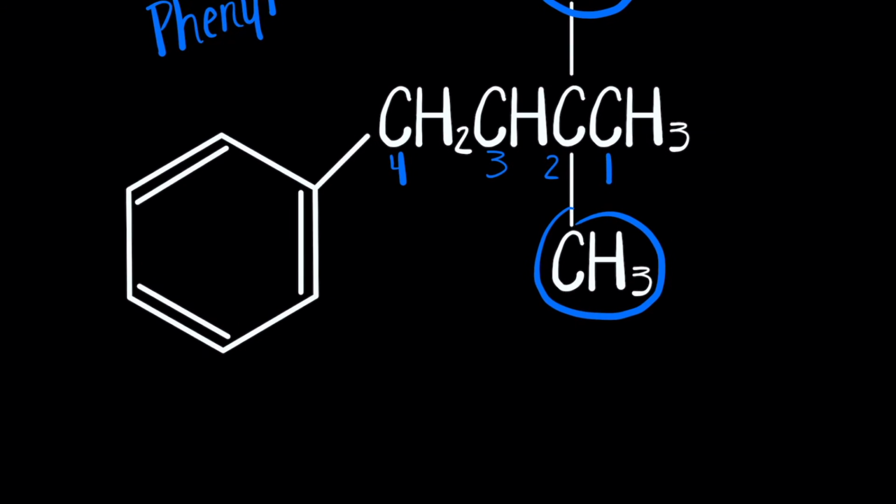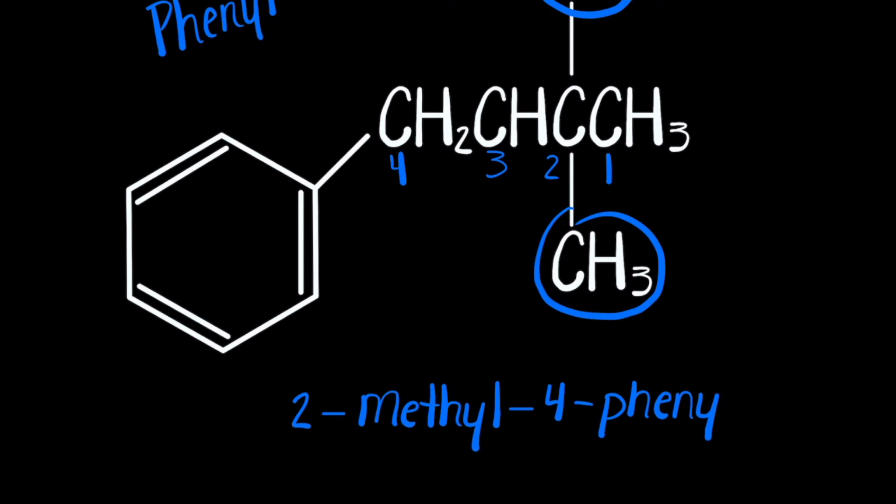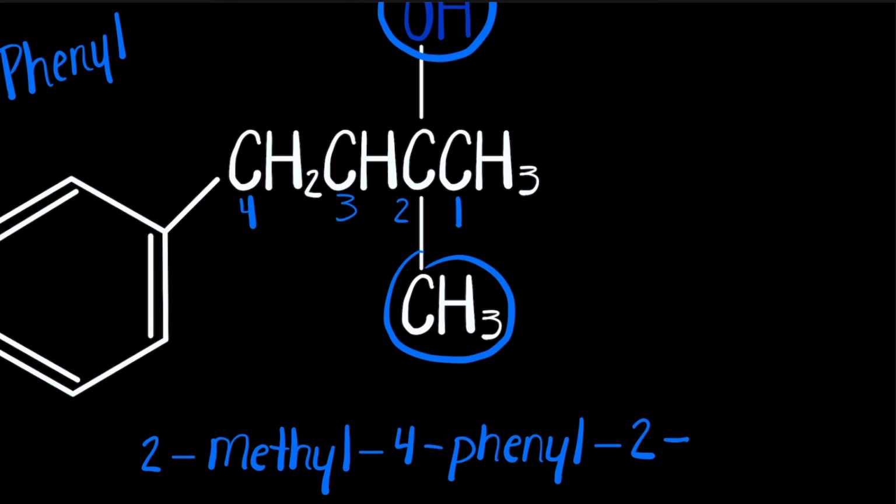So, how do we name this? Well, keep in mind alphabetical priority. M comes before P, so 2-methyl, 4-phenyl. 2, because it's a 4-carbon chain, butanol. Remember, leave off the -ane, switch it to an -ol.